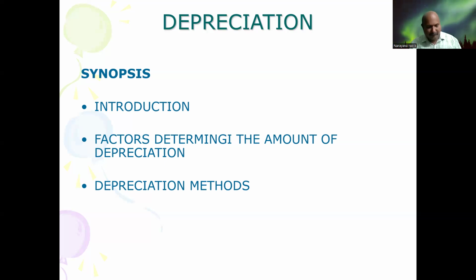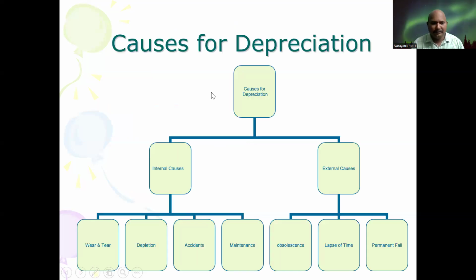Next, what are the causes for depreciation? We'll see the next one. Here there are two types of causes: internal causes and external causes. Internal causes means wear and tear.